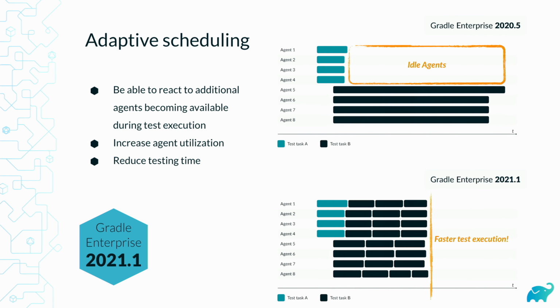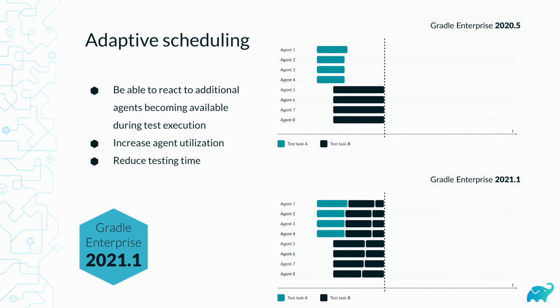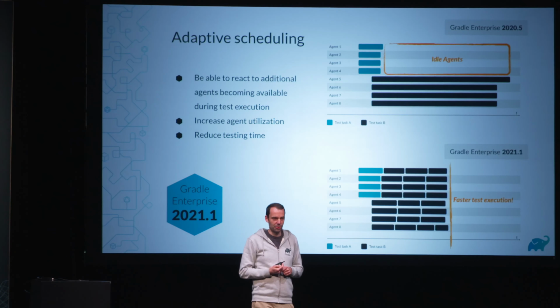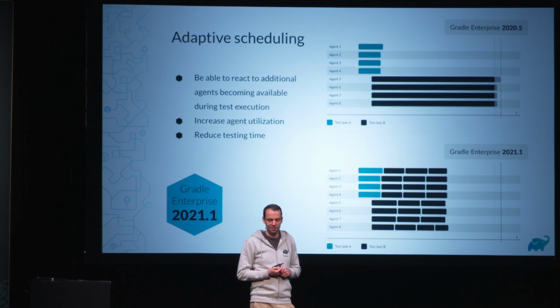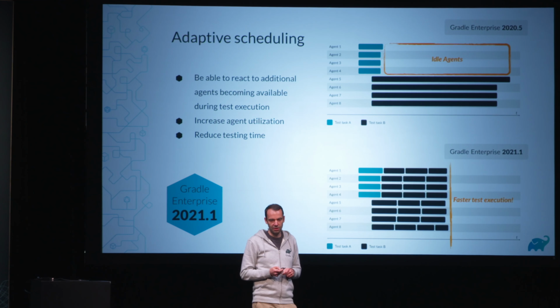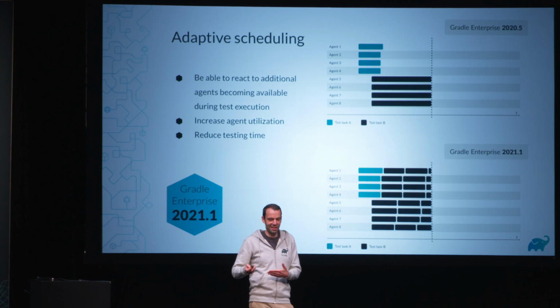And with that, agent utilization already increased. So in the scenario here, you can see in the bottom, things are much faster. And of course, the testing time went down. So this was the first step, because if you want to auto-scale and then you have new agents and you don't use them, it's kind of pointless, right? So this was a first step towards that goal.